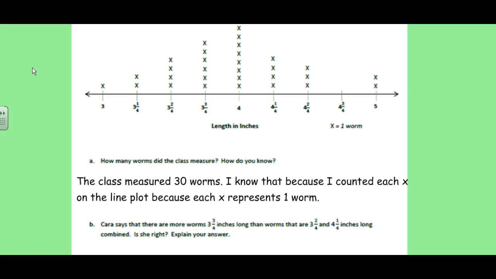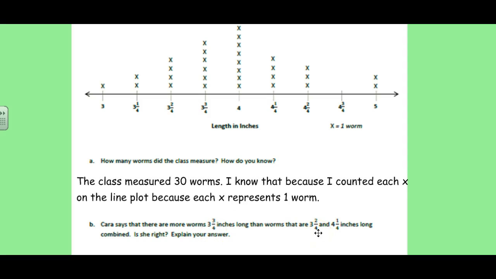So question B says, Kara says that there are more worms 3 3/4 inches long than there are worms that are 3 2/4 and 4 1/4 inches long combined. Is she right? Explain your answer. So this is one of those 2 step problems that we did back when we were working with the bar graphs, and you see this word combined. So that means that you're going to have to combine 2 of these measurements and combine the X's, and then we have to subtract that from 3 3/4 to see if she's actually correct.